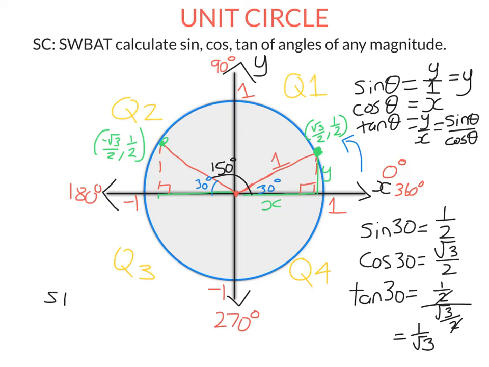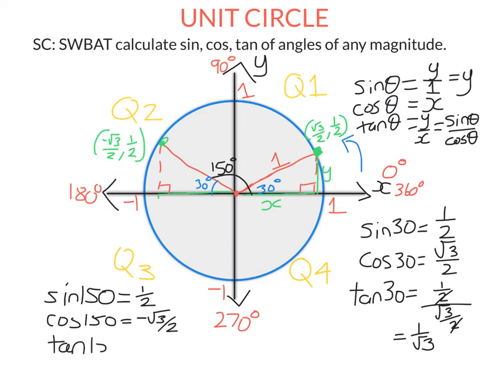So we'll start with sine of 150. Remember, sine of 150 is just the y-coordinate of the point. So the y-coordinate of this point is a half. So sine 150 is also a half. Cos 150 is the x-coordinate. So instead of being positive root 3 on 2, it's negative root 3 on 2. And similarly, the tan of 150 is just a half divided by negative root 3 on 2, or negative 1 on root 3.